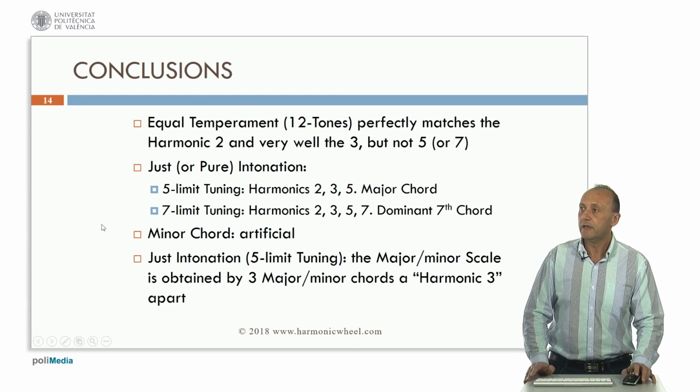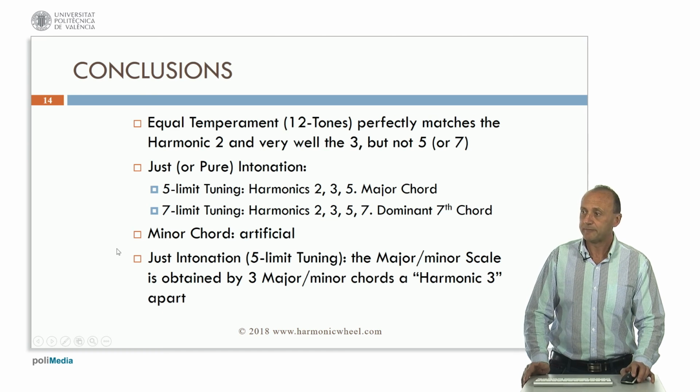Conclusions: the equal temperament with 12 tones perfectly matches the harmonic 2, which is the octave, and very well the third harmonic, but not the fifth or seventh harmonics. In jazz or pure intonation, we can consider 5 limit tuning with harmonics 2, 3, 5, which gives the major chord, or 7 limit tuning with harmonics 2, 3, 5, 7, which gives the dominant seventh chord.